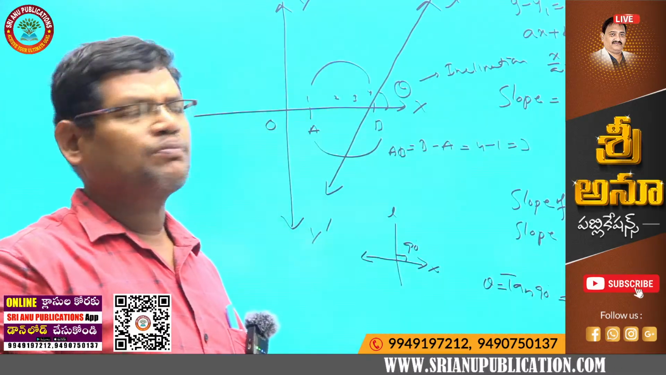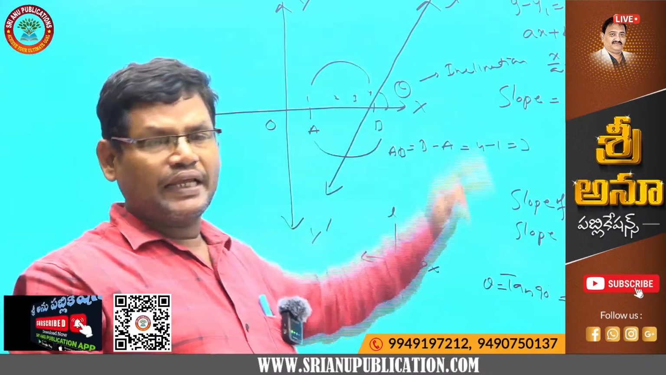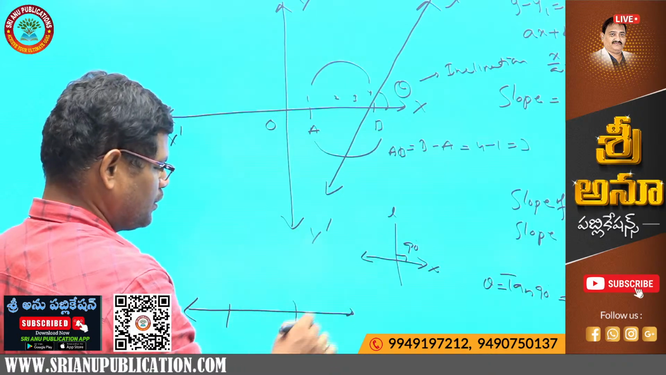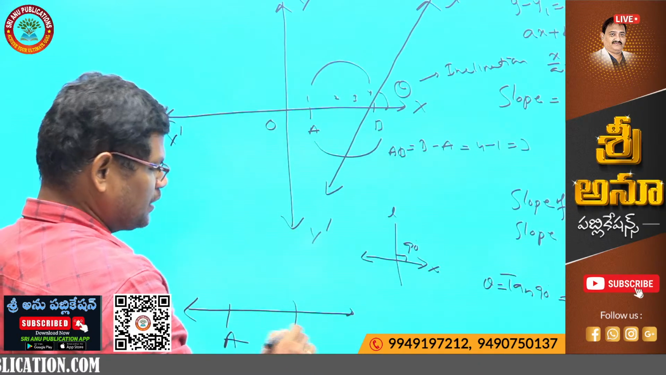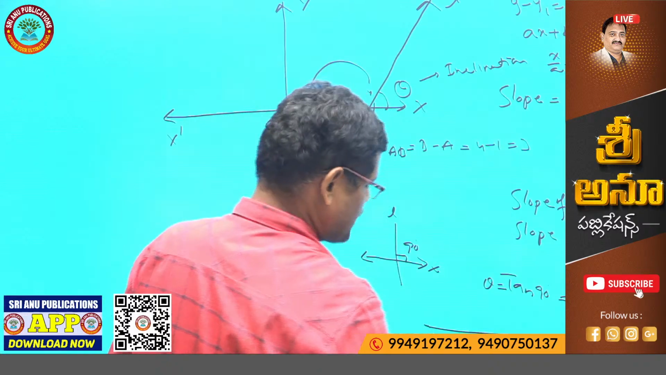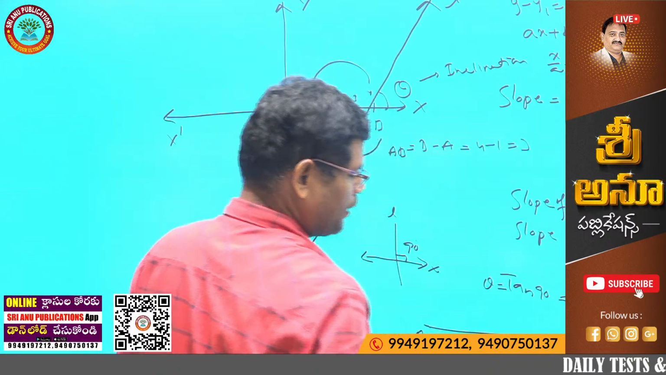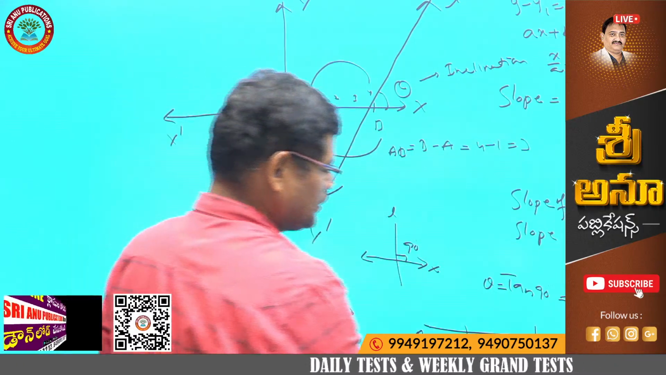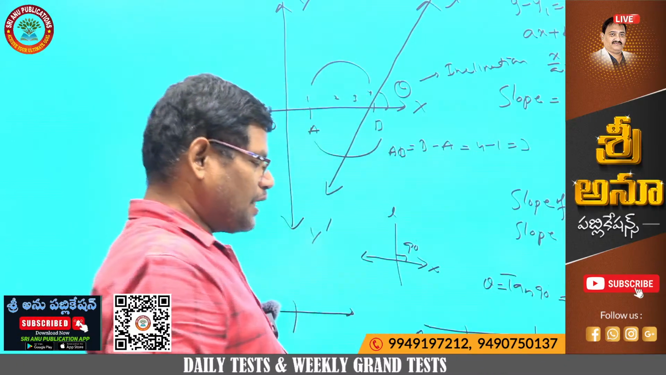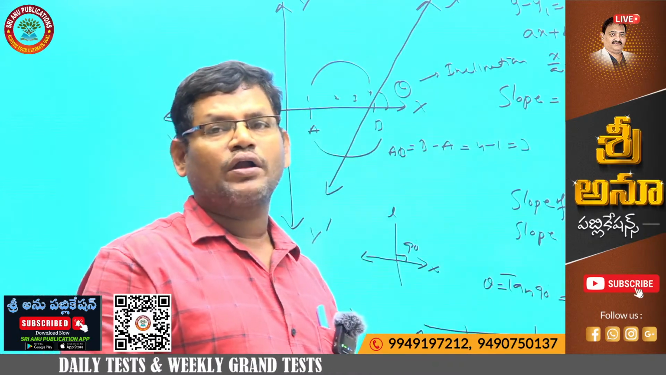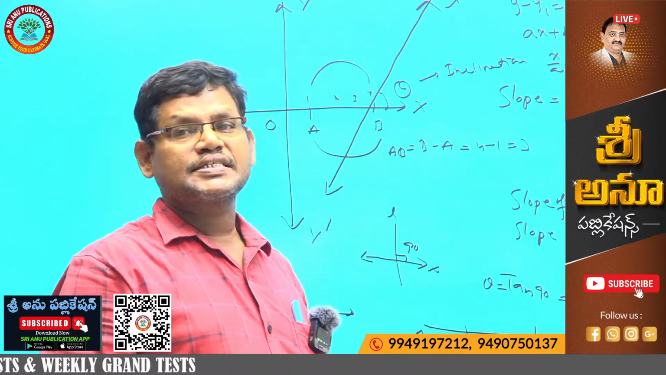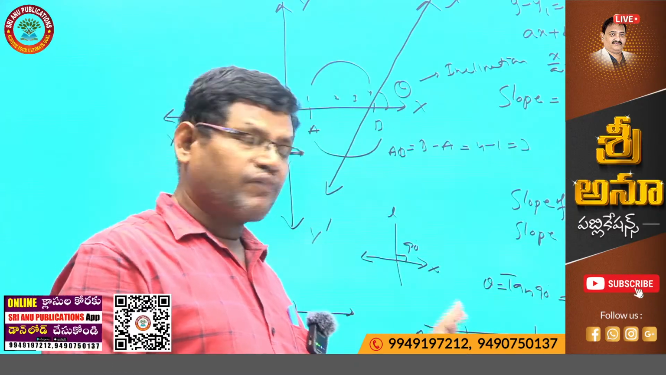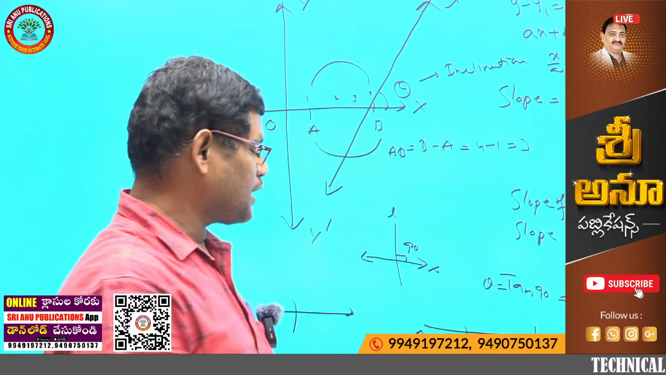So that is the intercept form. Suppose a line cuts into three parts. We are taking the line segment as AB, and with C and D we divide the line segment into three parts. Then the points C and D are called trisection points. We can find the trisection points by using this.